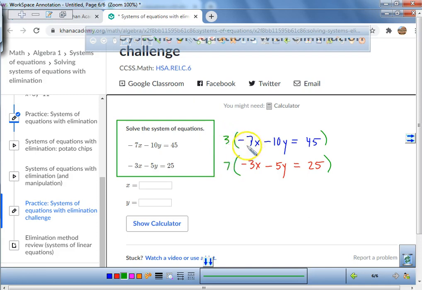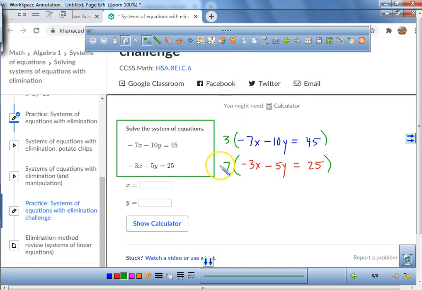Because right now, what's 3 times negative 7? Negative 21. What's 7 times negative 3? Negative 21. So you'd have to either make this one negative to change it to a positive, or make this one negative to change it to a positive, if we wanted to eliminate all of our x's. But we're not going to eliminate all of our x's, okay? We're going to eliminate the y's.